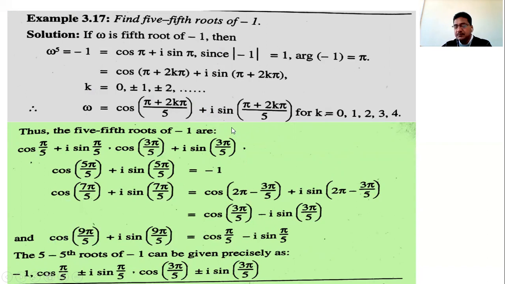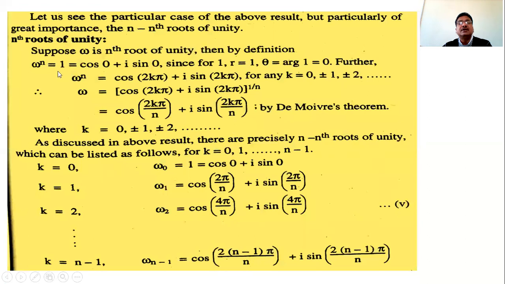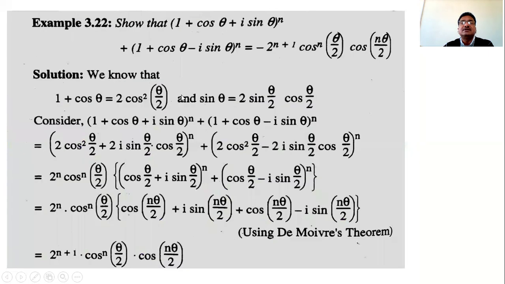So what is the procedure to find nth roots? Express that number in polar form and then apply De Moivre's theorem and substitute k equal to 0, 1, 2, 3 up to n minus 1, because here we have to find nth roots. That's why up to n minus 1. If we have to find 5 fifth roots, then substitute k as 0, 1, 2, 3 up to 4. Okay, so this is the problem.